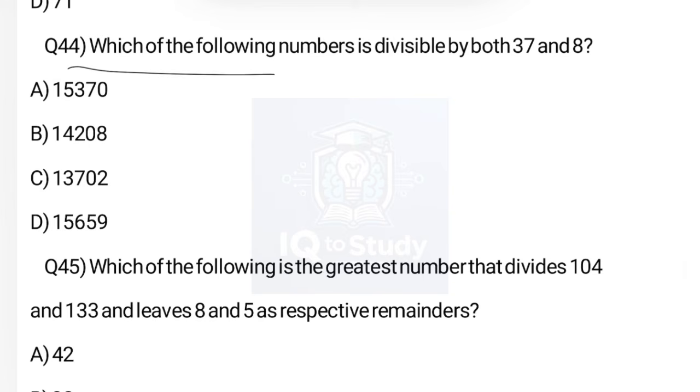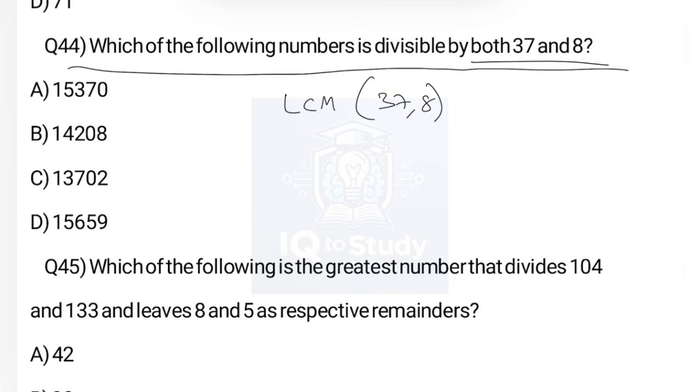Which of the following numbers is divisible by both 37 and 8? A number divisible by both 37 and 8 must be divisible by the LCM. Let's find LCM of 37 and 8. That is equal to 296. Let's check with the options which is divisible by 296. Let's check with option A.